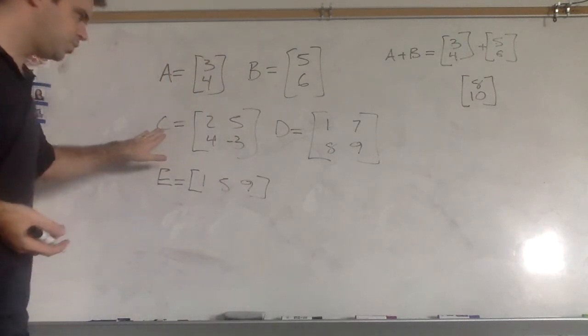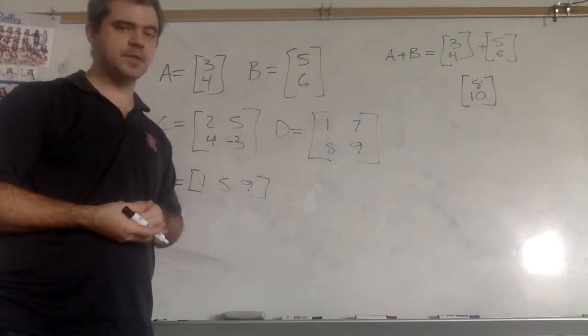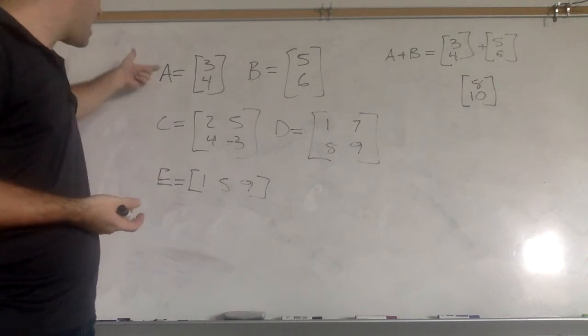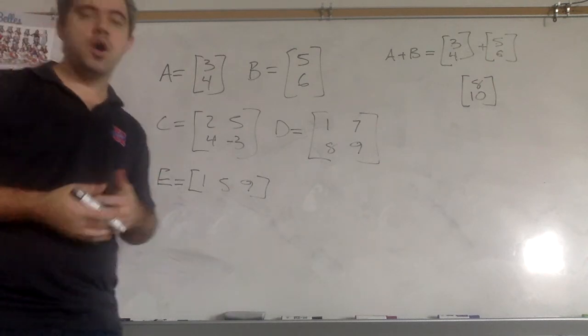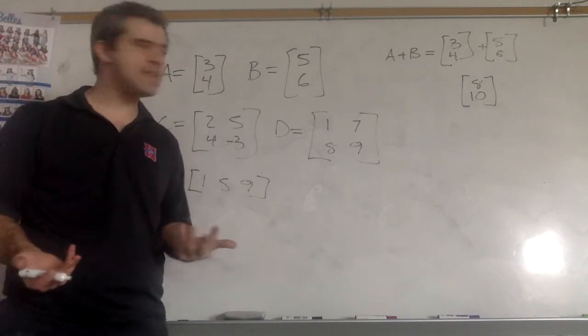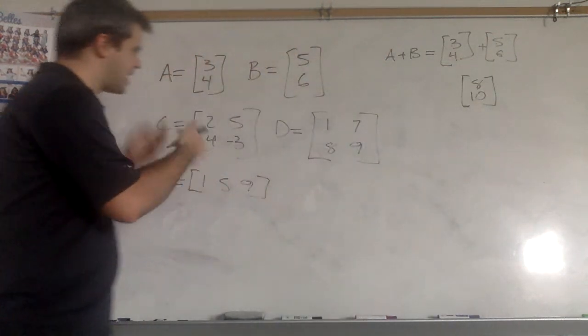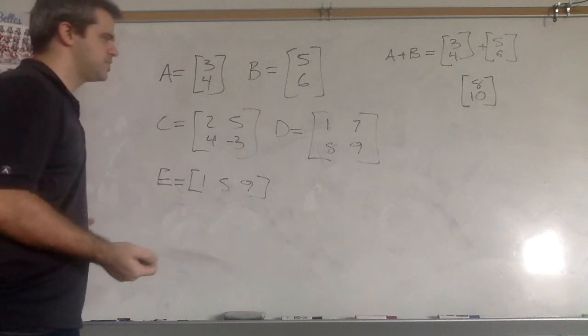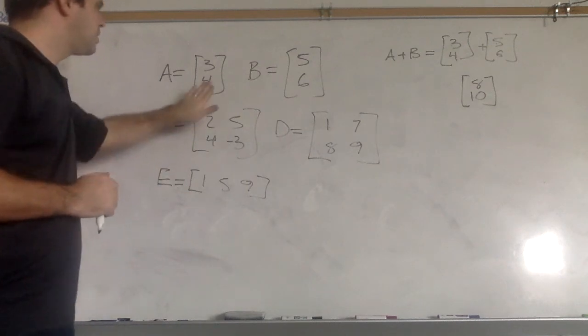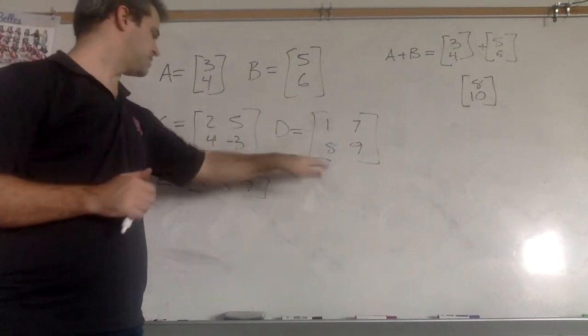We could also do C plus D. But what about A plus E? Well, that doesn't make any sense, at least not with the way that we've defined it, because there's not something at every place where we could add those together. So again, we could do A plus B, we could do C plus D.